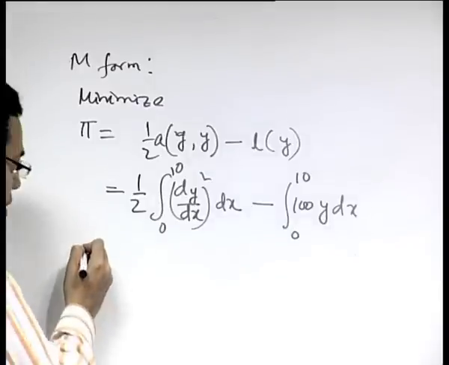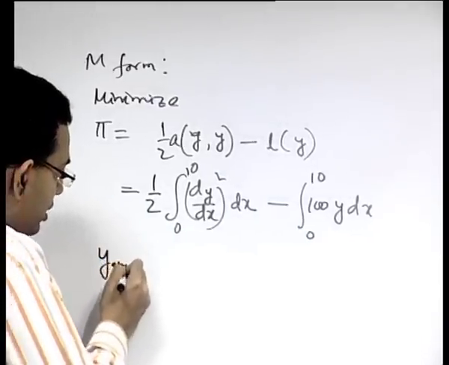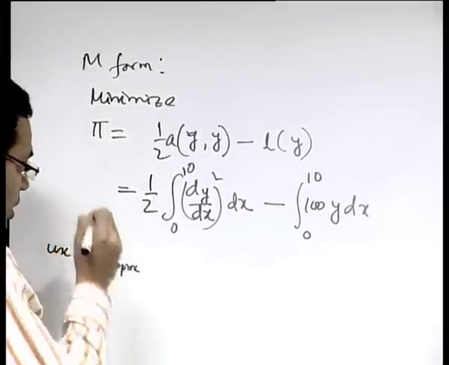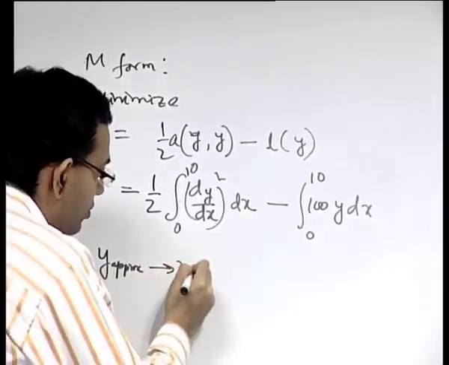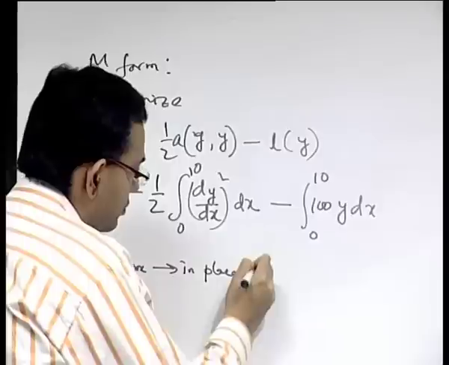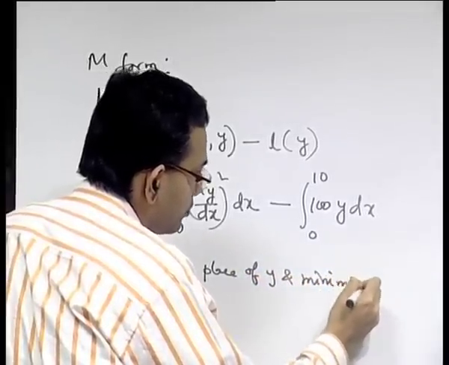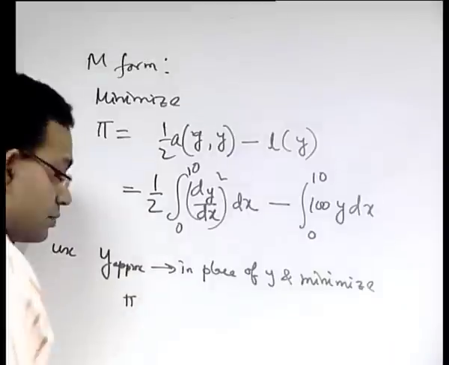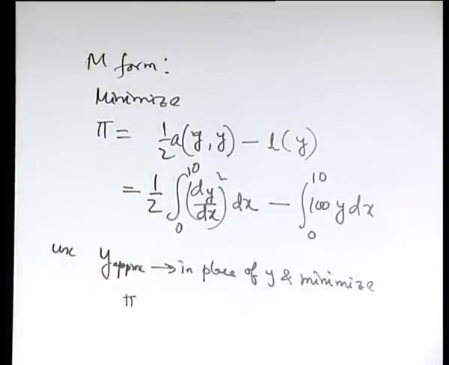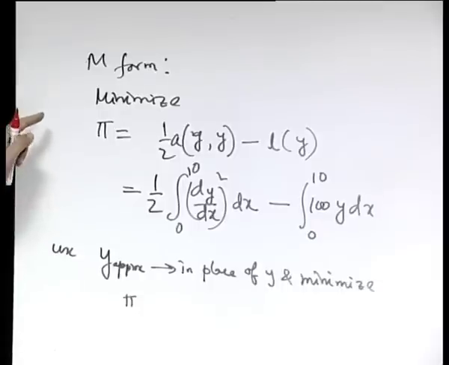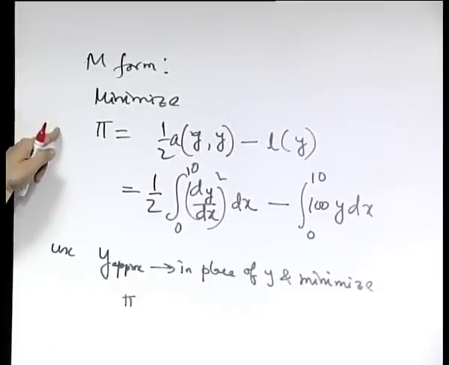Now, if you use an approximate function in place of y and minimize pi, that is one way in which you can achieve this minimization through an approximating function.